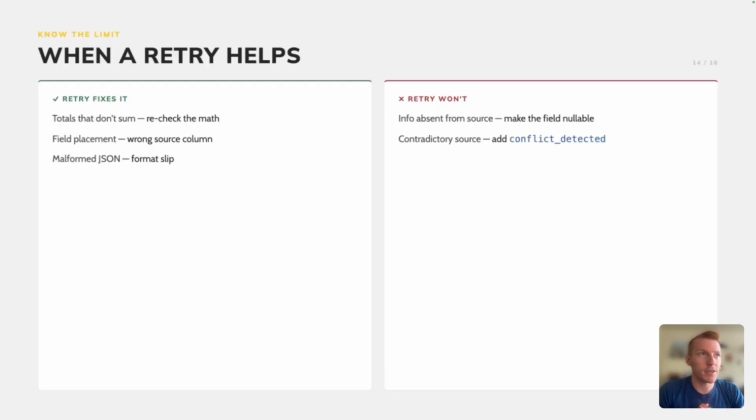An important note for this retry pattern: there are times that it's useful and there are times that it just really isn't. If we have totals that don't sum and we can recheck the math, that's a great use case. If something got put into the wrong field, like it's in the wrong part of our JSON schema, that's something else that we can check pretty quickly. Or if there are some formatting issues or anything like that, we can always look through and double check those.